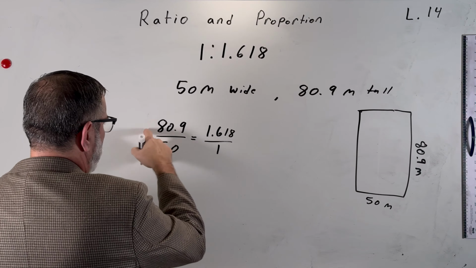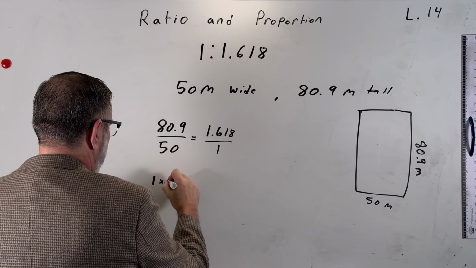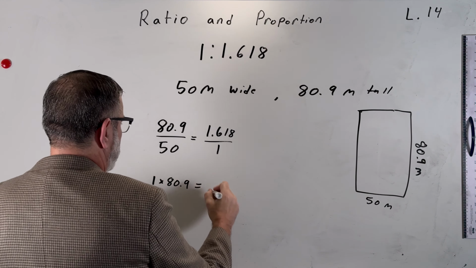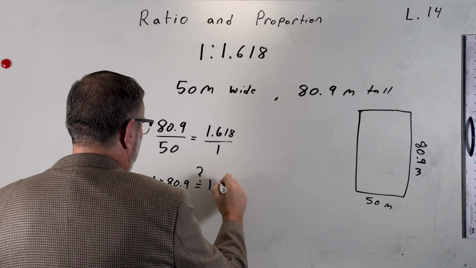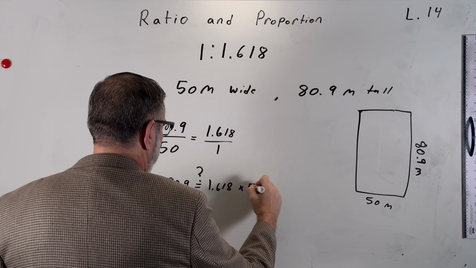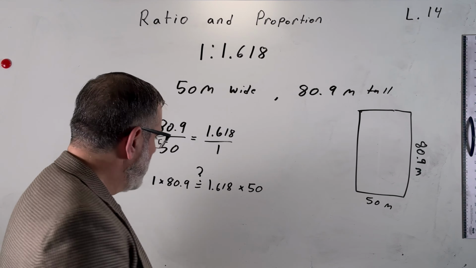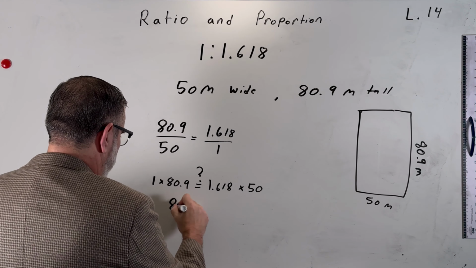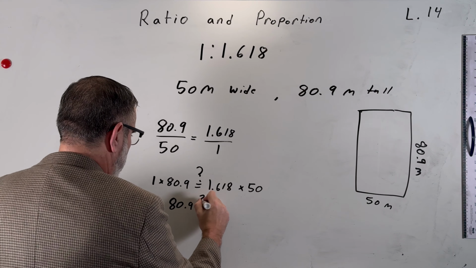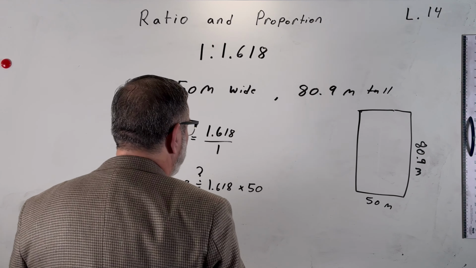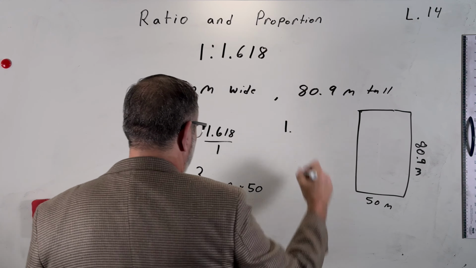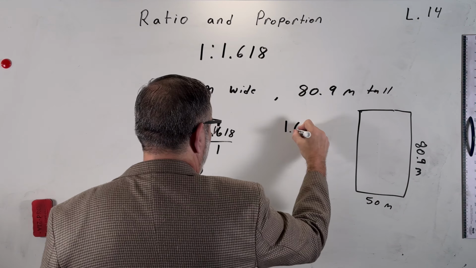So 1 times 80.9, is that equal to 1.618 times 50? Well, 1 times 80.9 is easy. That's just 80.9. What about 1.618 times 50? Well, we can do that because we know how to multiply decimals, don't we?